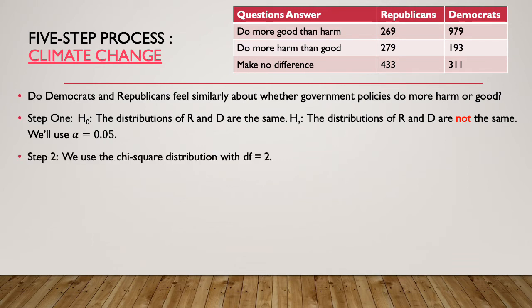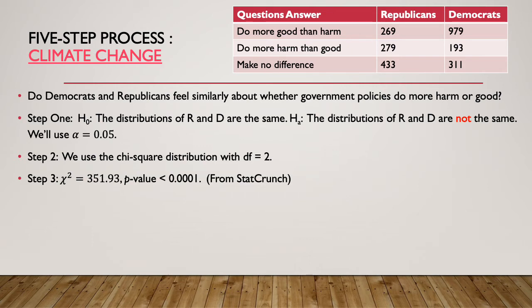This will be a chi-square distribution with 2 degrees of freedom. We've got 3 columns, 2 columns and 3 rows. 3 minus 1 is 2, 2 minus 1 is 1, 2 times 1 is 2. There is your degrees of freedom.